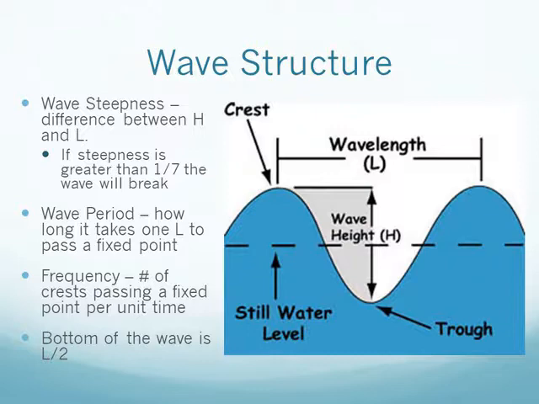What we see of the wave at the beach is just on the surface. There is a bottom to the wave that can be calculated as half the wavelength. This bottom is the deepest part of the wave and can be affected by topography on the ocean floor.